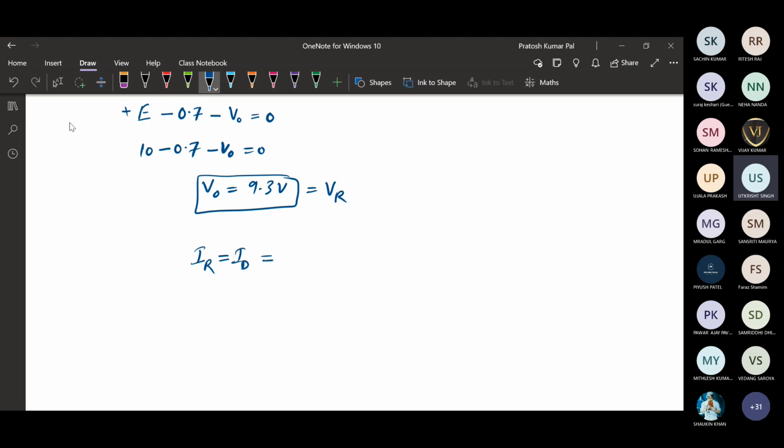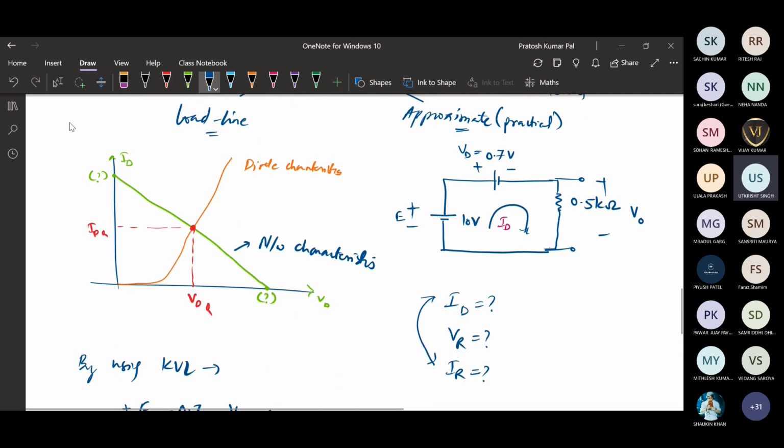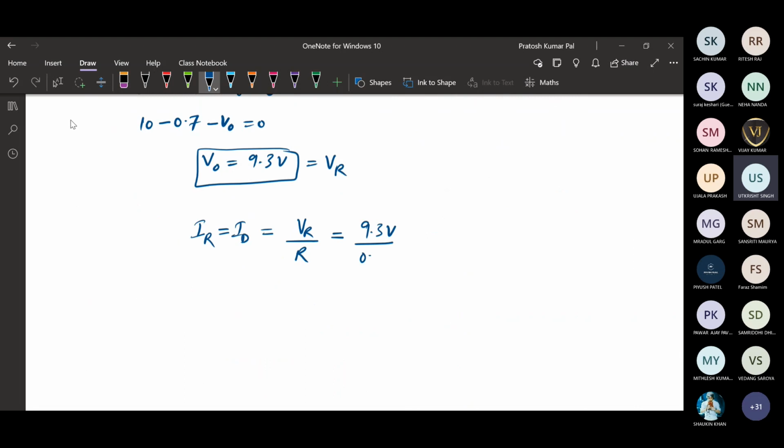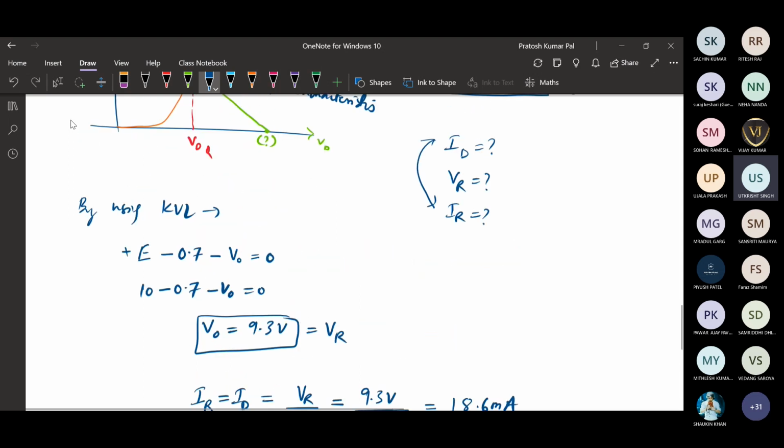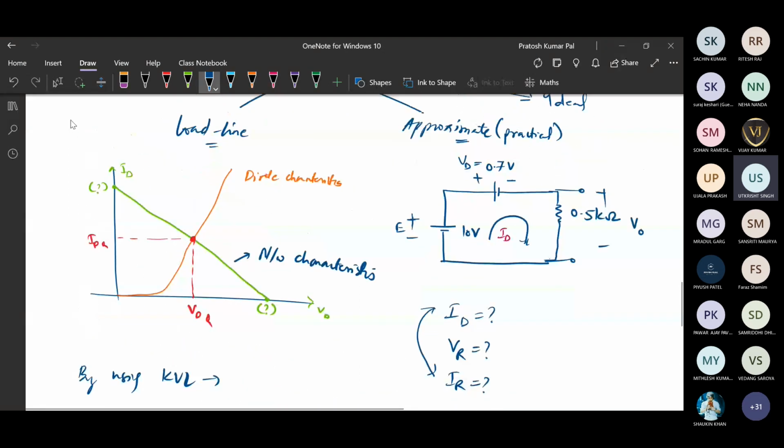The current flowing through the resistor will be the voltage across the resistor divided by the resistance value. So this is 9.3 volt divided by the resistance value, 0.5 kilo ohms. From there we find it comes out to be 18.6 milliampere. So ID will be equal to 18.6 milliampere. This is how we analyze it.